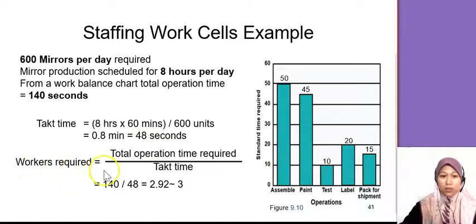So for workers required, the total operation time required is 140 seconds for all of the process. We divide by the takt time of 48 seconds, which is the time they need to produce the mirror. Then we get 2.92 workers. Workers are human, so we need to round up to 3. So for this process, we need 3 workers.